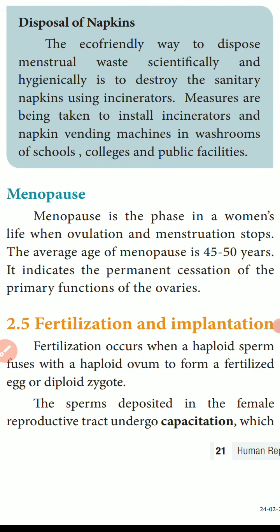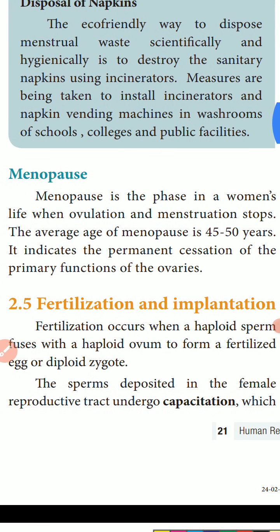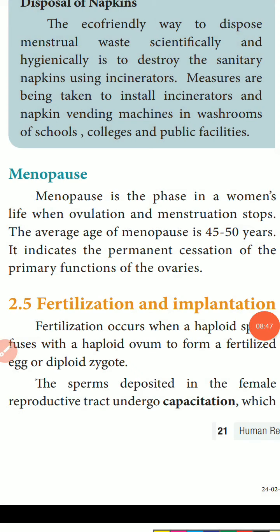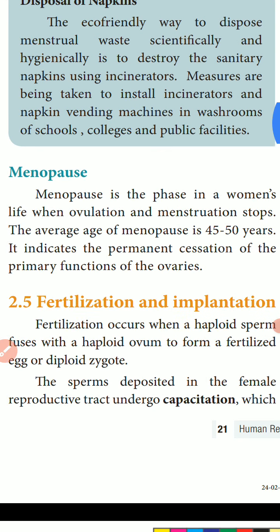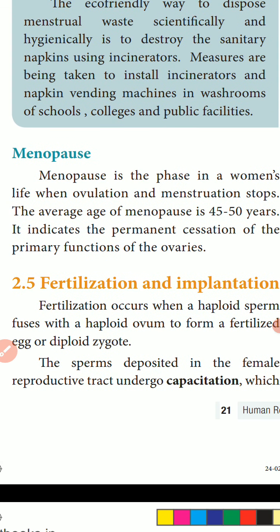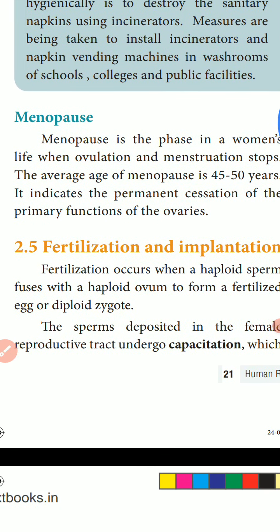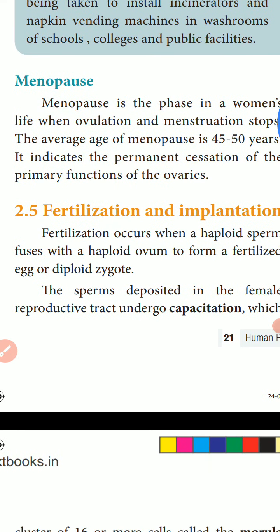The next topic is menopause. Menopause is the stage in a woman's life when ovulation and menstruation stop. So what is menopause? Stopping of menstruation we call menopause. The average age of menopause is 45 to 50 years. Underline one word: it indicates the permanent cessation. Cessation means stop of primary functions of the ovary.